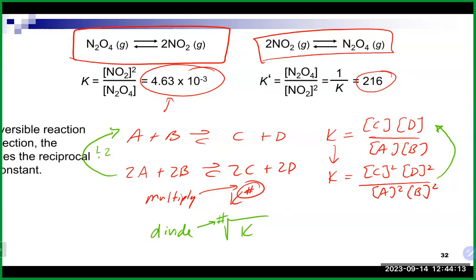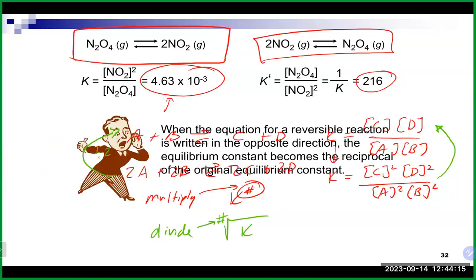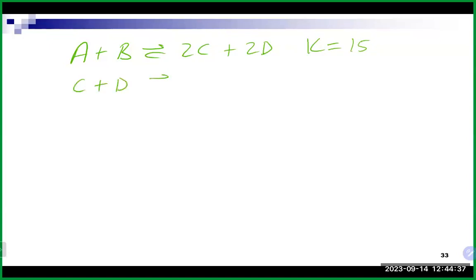Let's take a look at one. Let me see if I can make up one and see how I do. All right, let's say that we have this equation, A plus B goes to 2C plus 2D. We'll say the K value is, how about 15 today? Why not? And we have another one, which is C plus D goes to E plus F, and we'll do a smaller K value. Why not 1.125 and see how we do.